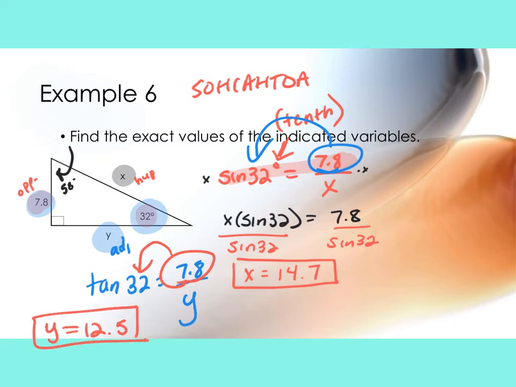We remember this stuff, yes? Okay. So again, if it says solve the triangle, it means find all the missing sides and missing angles. If it just said solve for x and y, you're just looking for x and y.